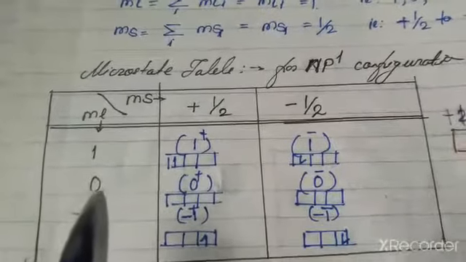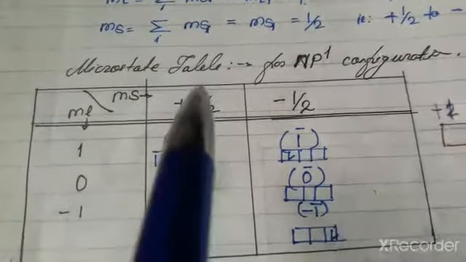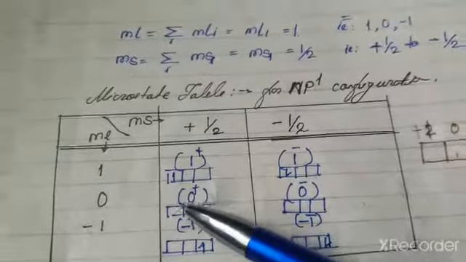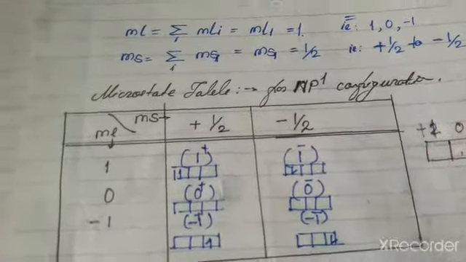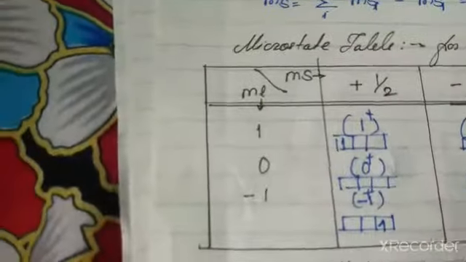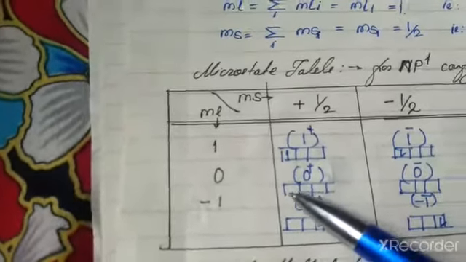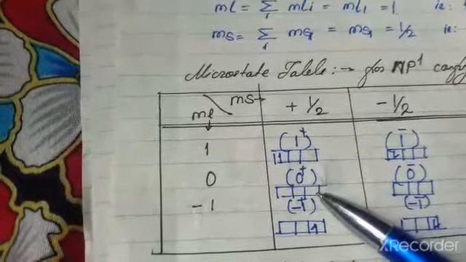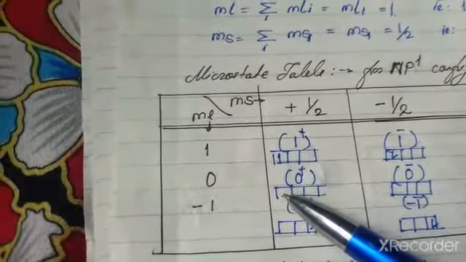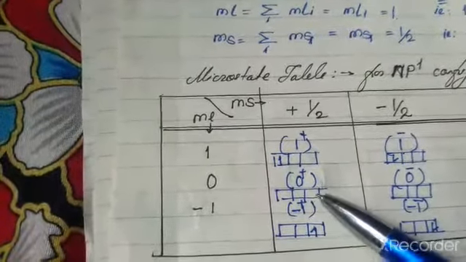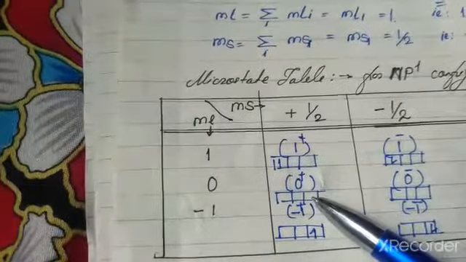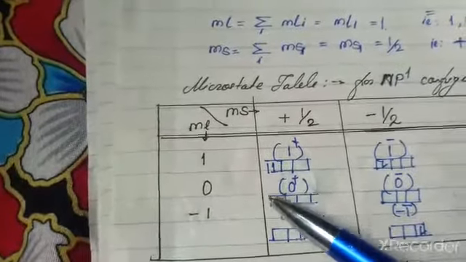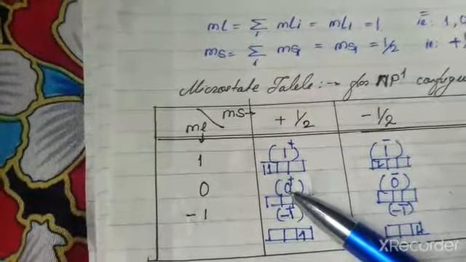Now in the next case, ml must be 0 and ms is plus 1/2. How do we get ml equal to 0? There are three orbitals: this is the plus 1 shell, this is the 0 shell, and the last one is the minus 1 shell. Now put that electron in the 0 shell, then you will get an ml value of 0, and the ms value must be plus 1/2.